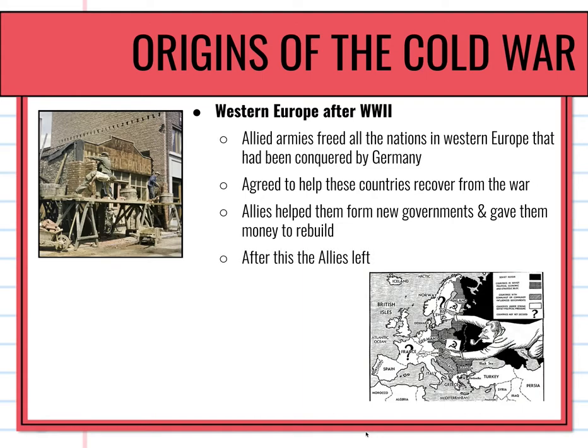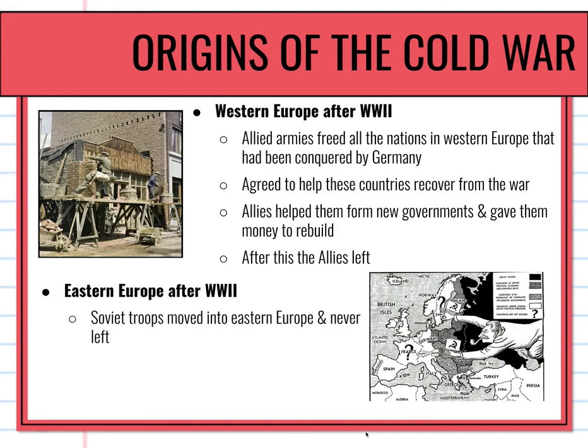They said, "Okay, you're done. We're going to go back home. We're going to let you handle it on your own." The Eastern Bloc of Europe was a different story. Eastern Europe, as you can see in the political cartoon at the bottom, Soviet troops moved in under the direction of Joseph Stalin, and they never left.